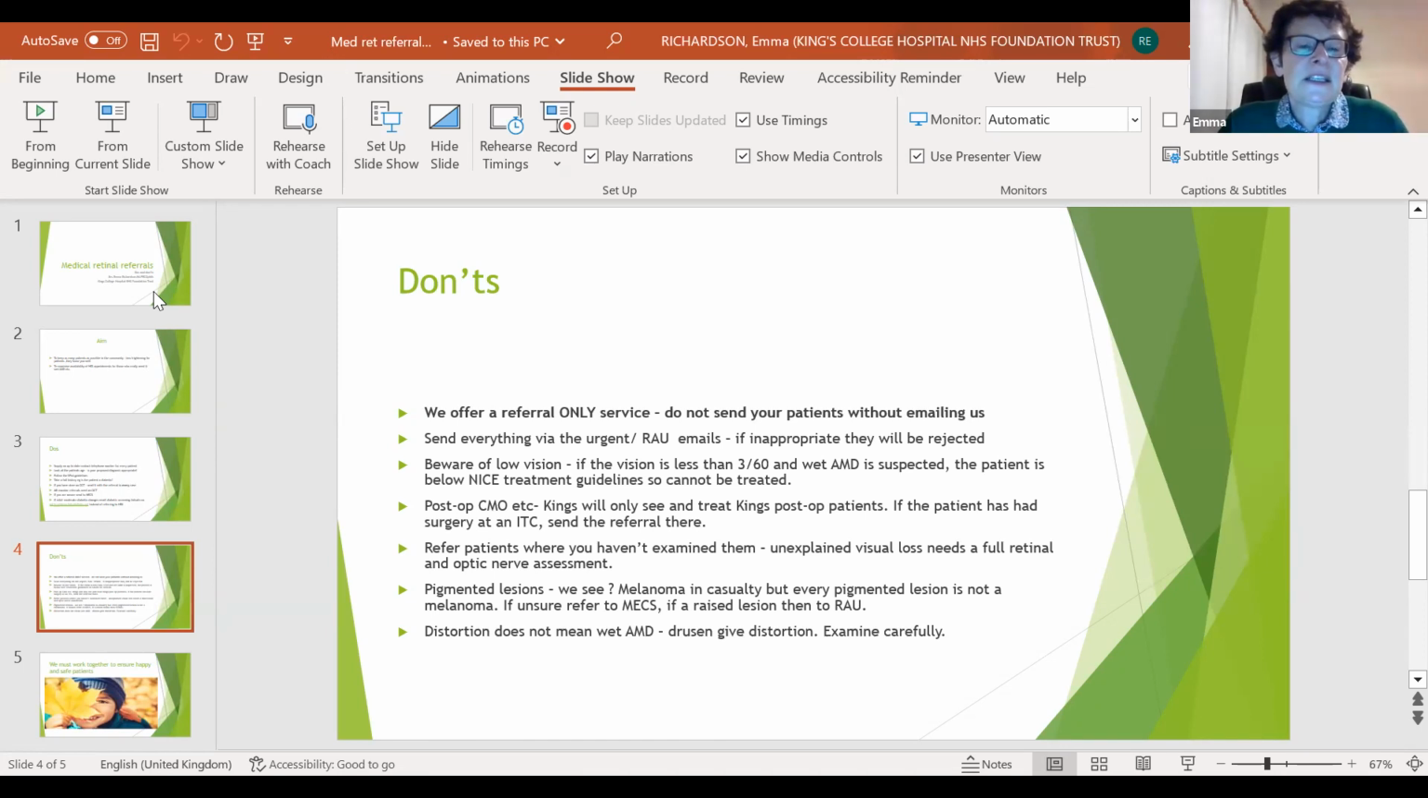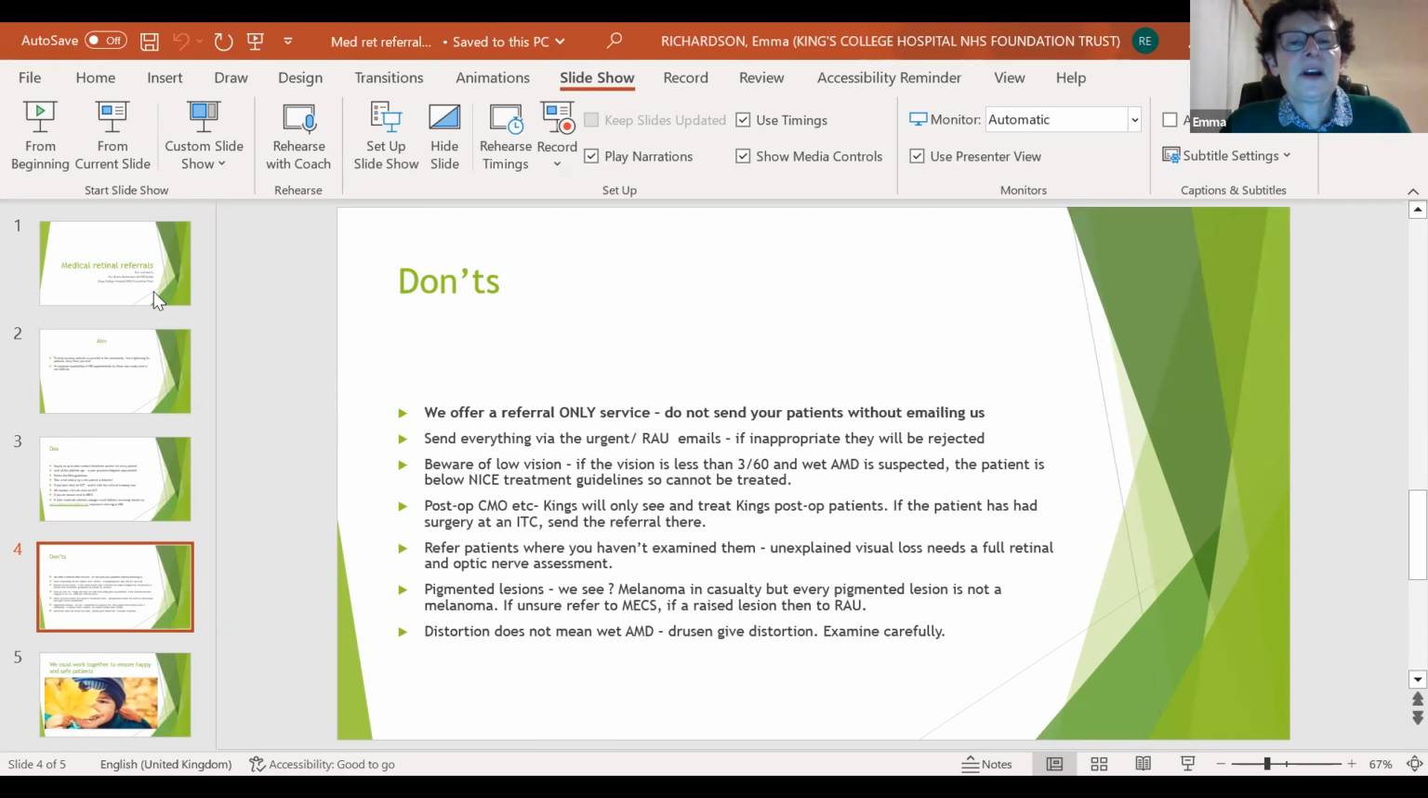Pigmented lesions, this is an issue. If you think it is a melanoma, and please refresh your memory as to what a melanoma really looks like, they're fairly barn door. If you think it's a melanoma, we will see it that day in casualty as an emergency. If somebody refers 6 melanomas in a day, we'll get a bit suspicious. And every pigmented lesion is not a melanoma. If you are unsure, please refer to MEX or ask a colleague to have a look. But if it is a raised lesion and you are concerned, that it comes to the RAU or CRESS at Denmark Hill, and we will see it that day.